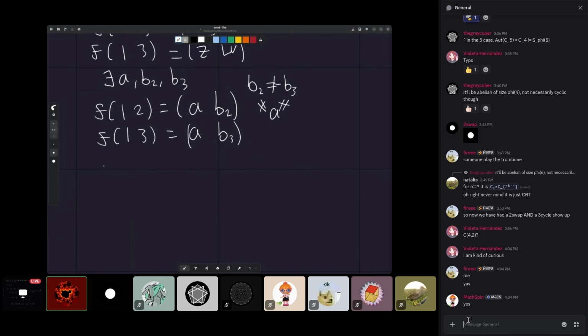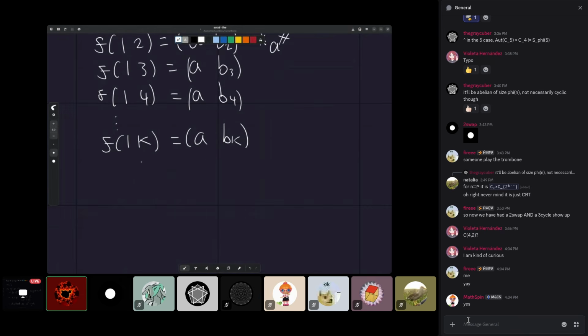And then you basically just do the same thing for all the others. You keep going. So this, by the same reasoning, must be A, B4 for some B4 not equal to anything else, and so on. F of 1, anything is A, B, something that's different to all the other ones. So we've now got A, B2, B3, all the way up to Bn, all distinct.